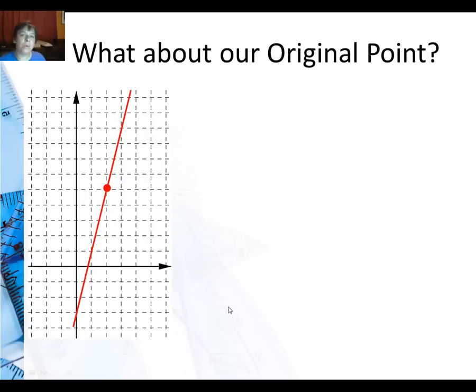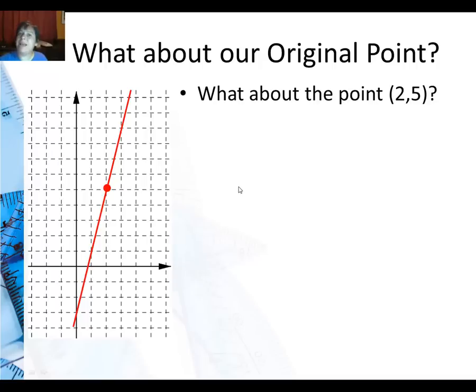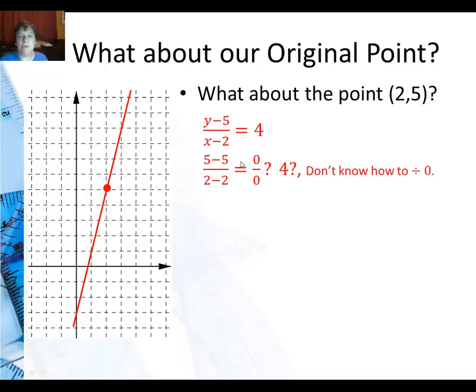Now what about our original point? Our point is (2, 5). Can I use the same equation to test it? So I'm going to go (5 minus 5) all over (2 minus 2). Well, this gives me 0 over 0, which I don't know. Is that 4? Because I don't know how to divide by 0. So is there a better form for the equation of a line than this, where I go y minus the y coordinate over x minus the x coordinate equals the slope?